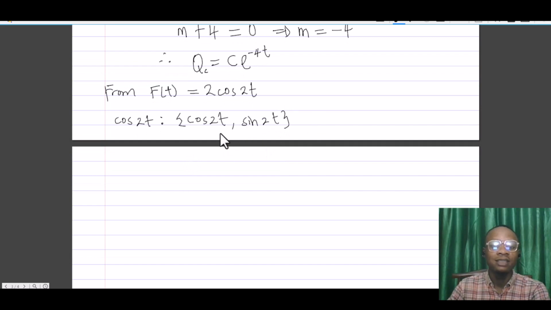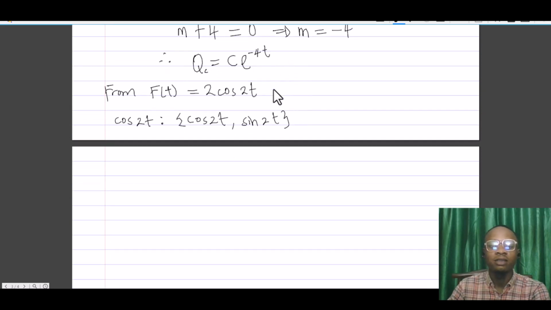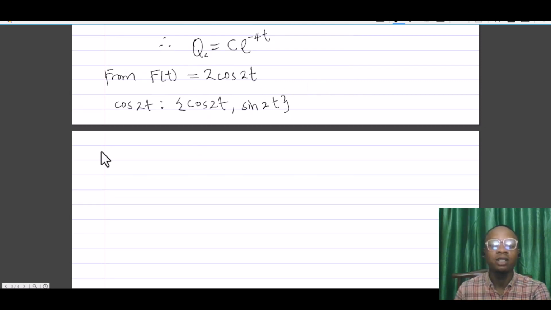We ask ourselves, do we have any of these present in the complementary solution? No, we don't have anything here that's linearly dependent on this. That's the only term present, so there's no union to take or anything. That means that the particular solution should take the form a cos 2t plus b sine 2t.